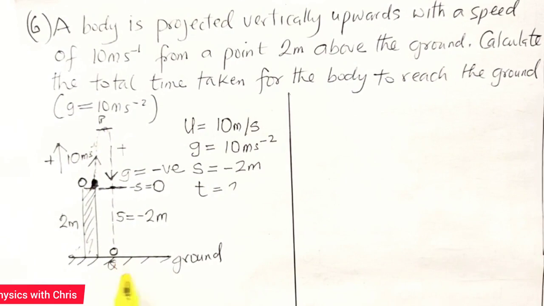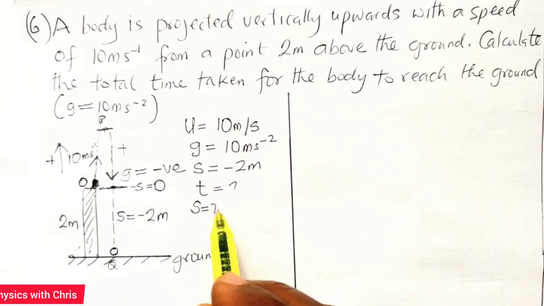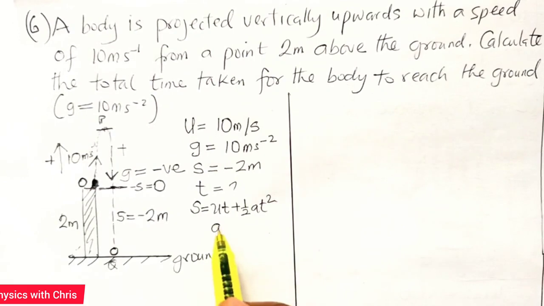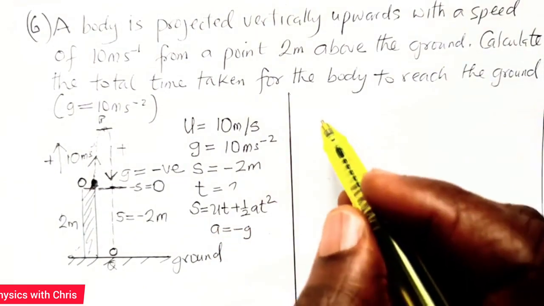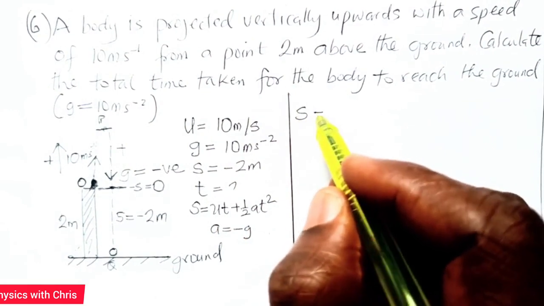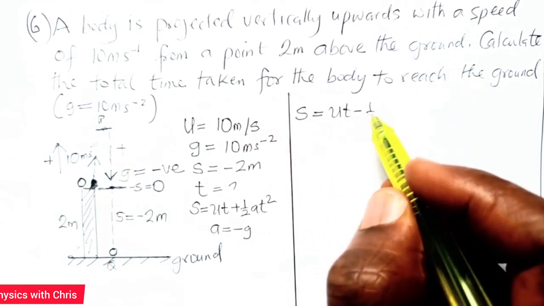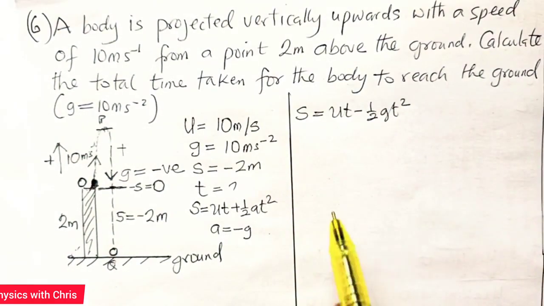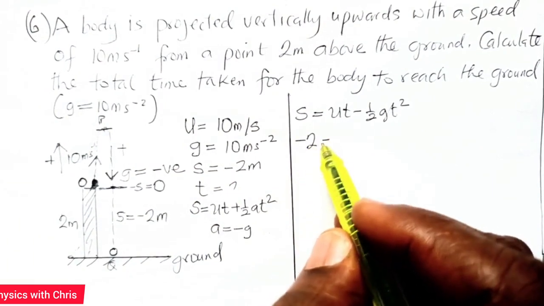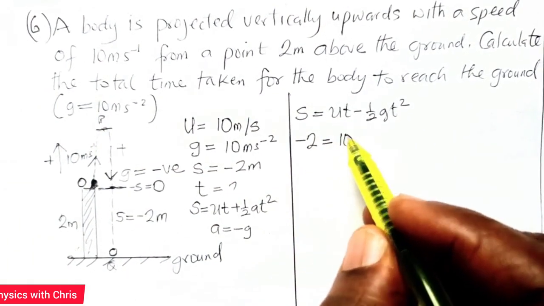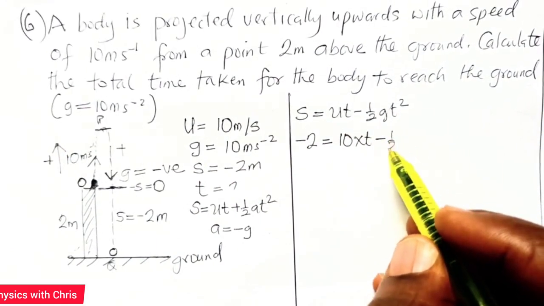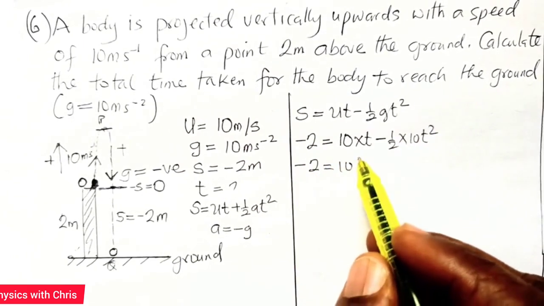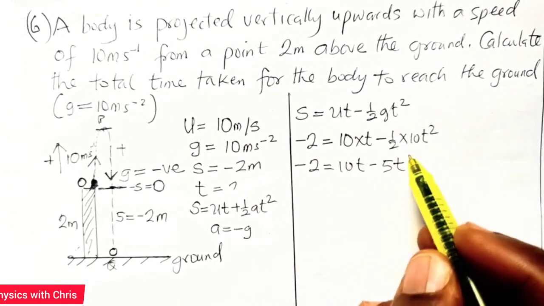So I can invoke equation 2, s equals ut plus half at squared. Now my a is -g. That will give me s equals ut minus half gt squared. Now let me make my substitution. s is -2 equals u is 10 times t minus half times 10 times t squared. That gives me -2 equals 10t minus 5t squared.